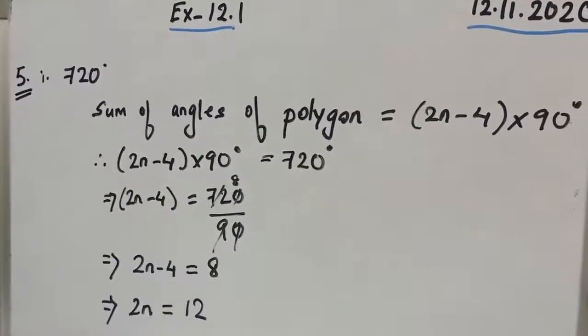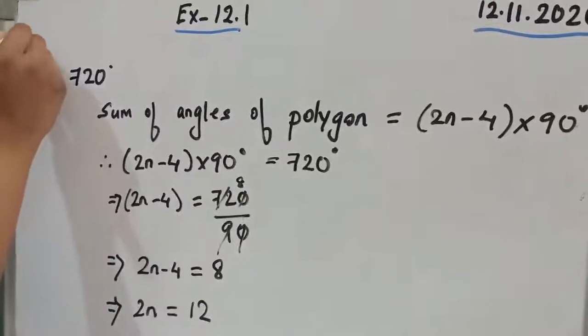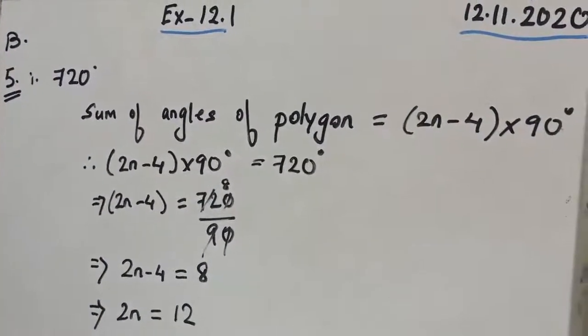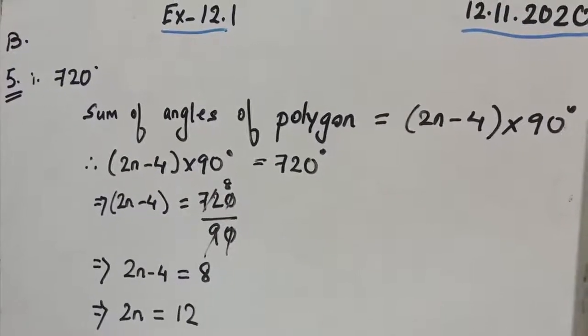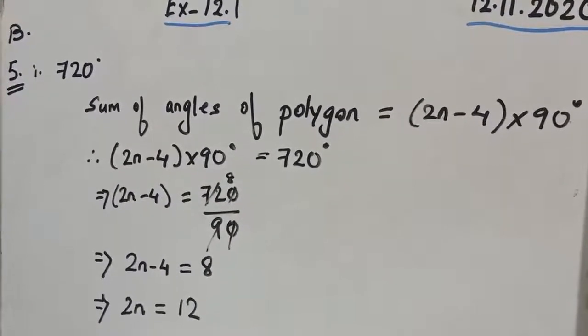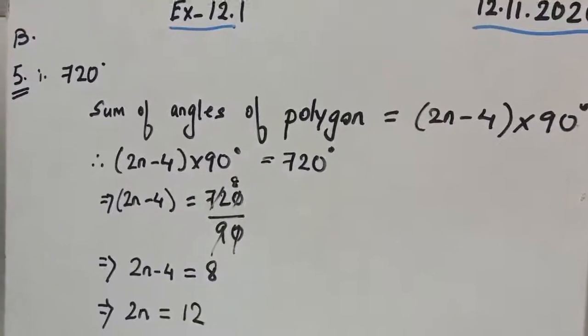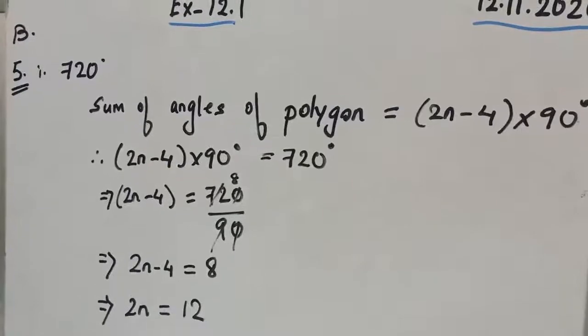Today I will start with exercise 12.1, question B5, problem number 1. Okay. You see what is question number 5? Find the number of sides of a polygon, the sum of whose interior angles is given. We have to find the number of sides where the sum of interior angles is given.